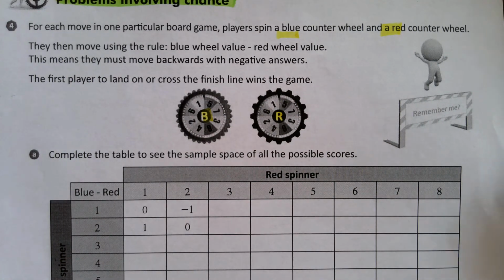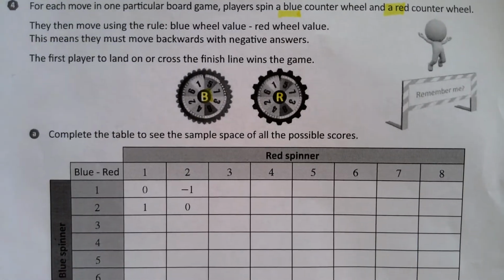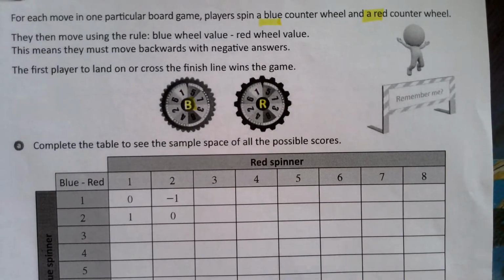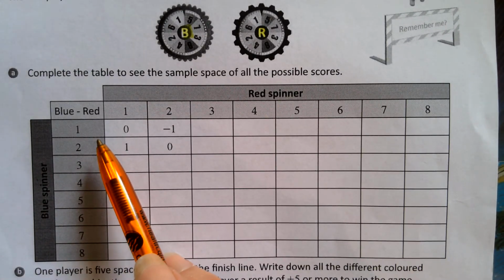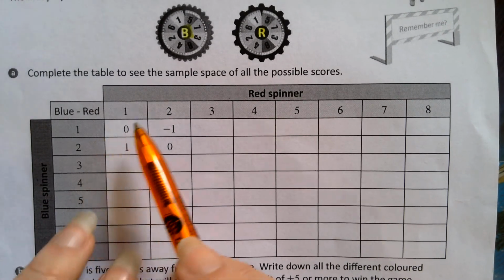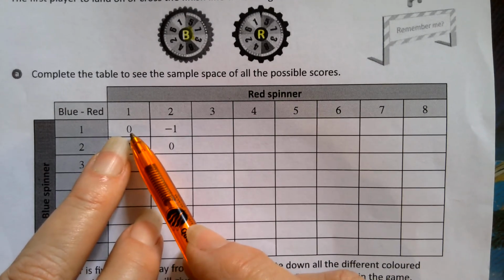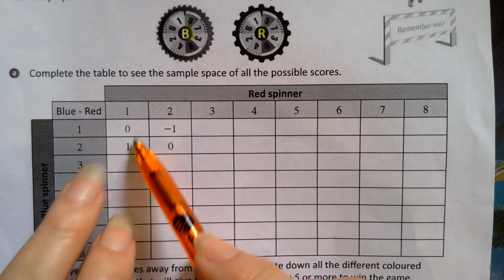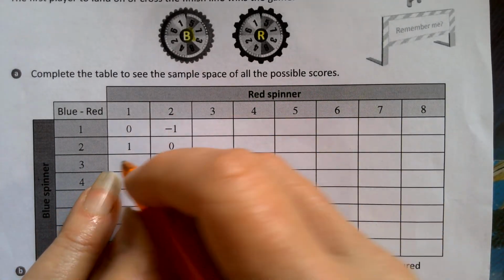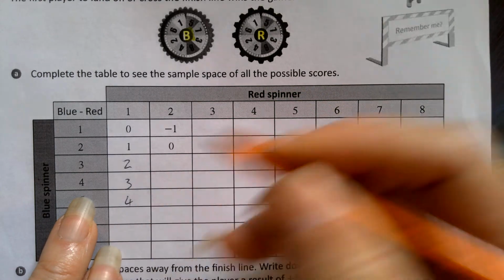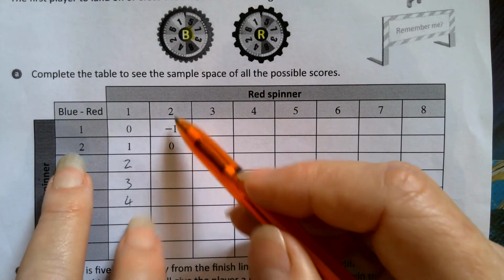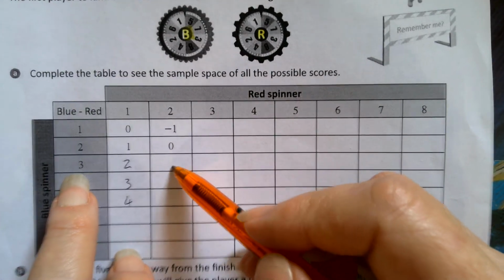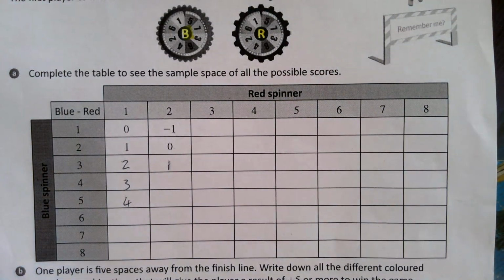So you've got to sit here now and work out all of these. Remember, it is blue minus red. So 1 minus 1, 2 minus 1, 3 minus 1. I think you can find the pattern there and fill them out. Here we've got 1 minus 2. It's a negative number. 2 minus 2, 3 minus 2. I think you're starting to see a pattern. Fill that out.